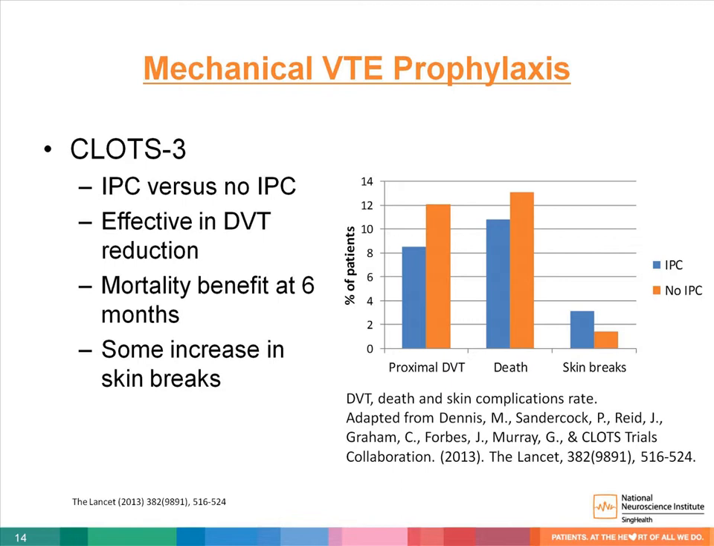The CLOTS 3 study compared two groups. One group had IPC and the other did not. IPC use was associated with a lower incidence of proximal DVT and a lower risk of mortality at 6 months. There was, however, a slightly higher risk of skin breaks with the use of IPC. This trial changed the landscape of VTE prophylaxis in stroke, providing clear evidence for the use of mechanical prophylaxis with IPC devices.